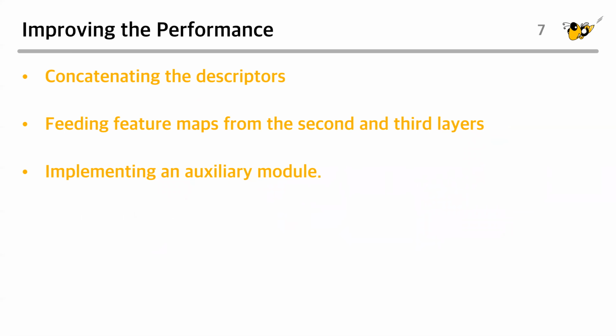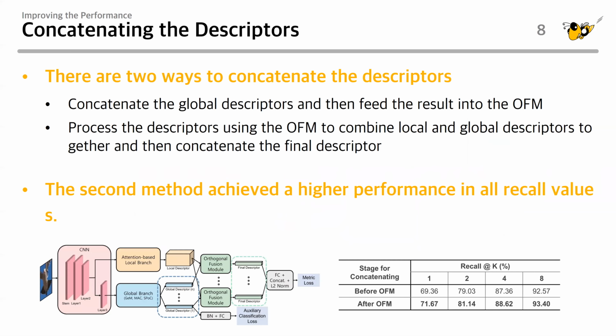To increase the performance, we integrated the following methods into our model: concatenating the descriptors, feeding feature maps from the second and third layers, and implementing an auxiliary module. There are mainly two ways to concatenate the descriptors. The first method is to concatenate the global descriptors and then feed the results into the orthogonal fusion model. The other method is to process the descriptors using the module to combine local and global descriptors together and then concatenate the final descriptors. As a result, the second method achieves a higher performance in all recall values.